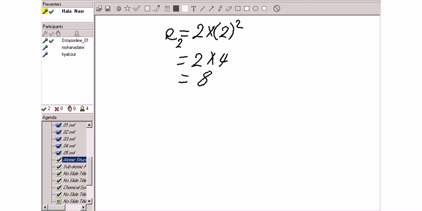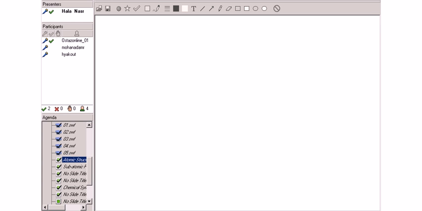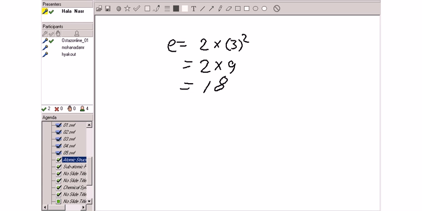Now, Mr. Hassan, can you do energy level number 3? 2 times 9. Can you write it down? Let's do it step by step. It's 2 times 3 to the power 2 equals 2 times 9, which is equal to 18. So this means that the third energy level is able to carry up to 18 electrons. And when I say up to 18 electrons, it means 18 or less, but not more than that.